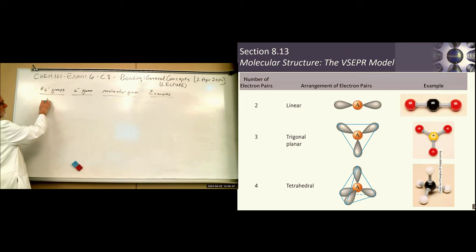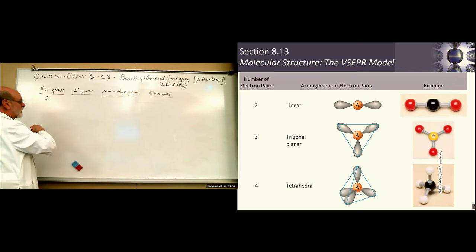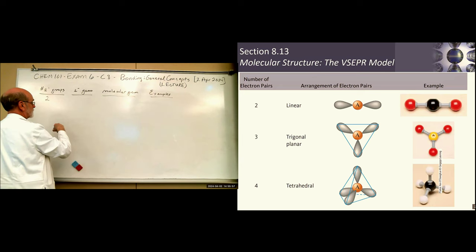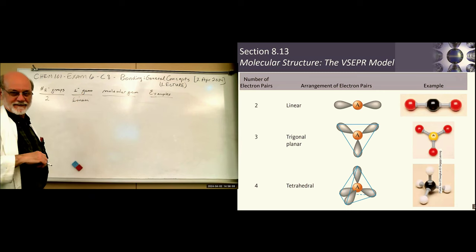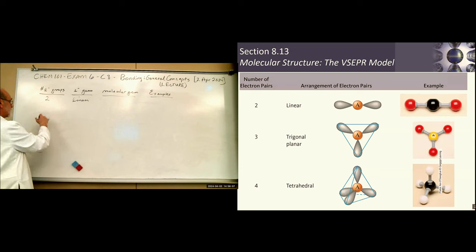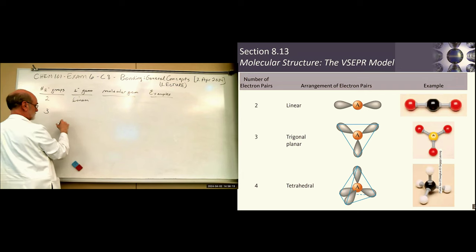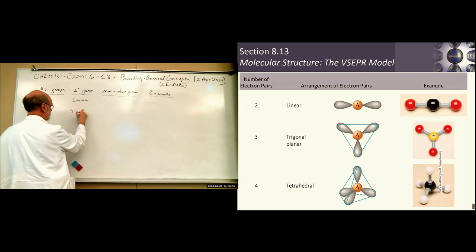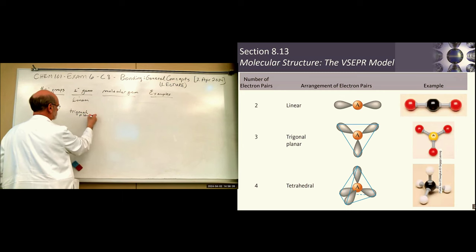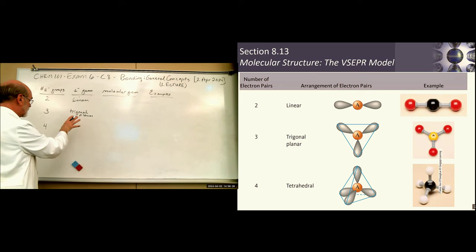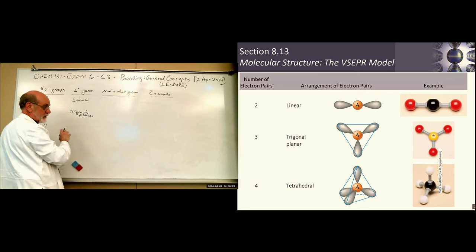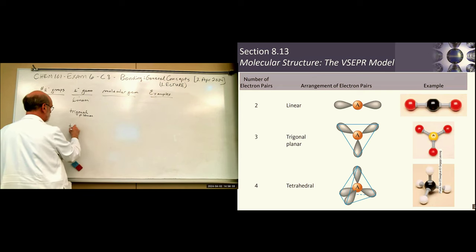But if we have two electron groups, right, the electronic geometry is going to be linear. Right? If we have three electron groups, we're going to have trigonal planar. Okay, if we have four, now we're still talking about only the electronic geometry. If we have four groups and they don't have to be bonding, then we have tetrahedral.